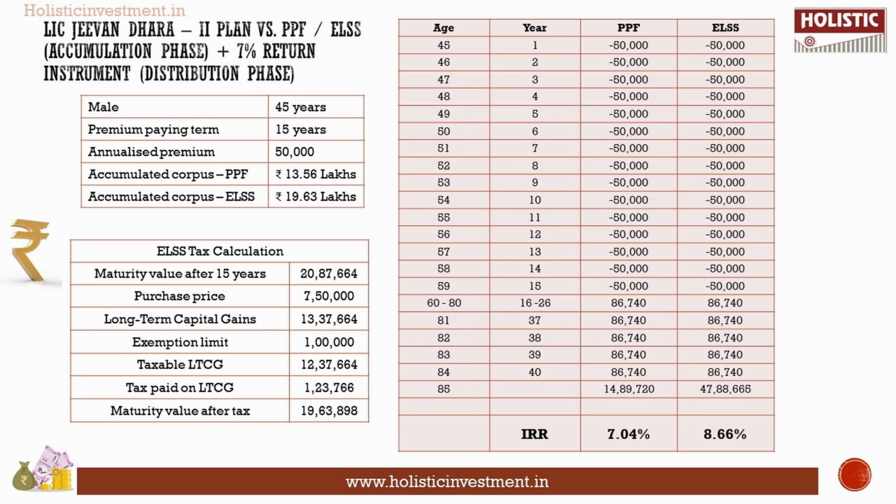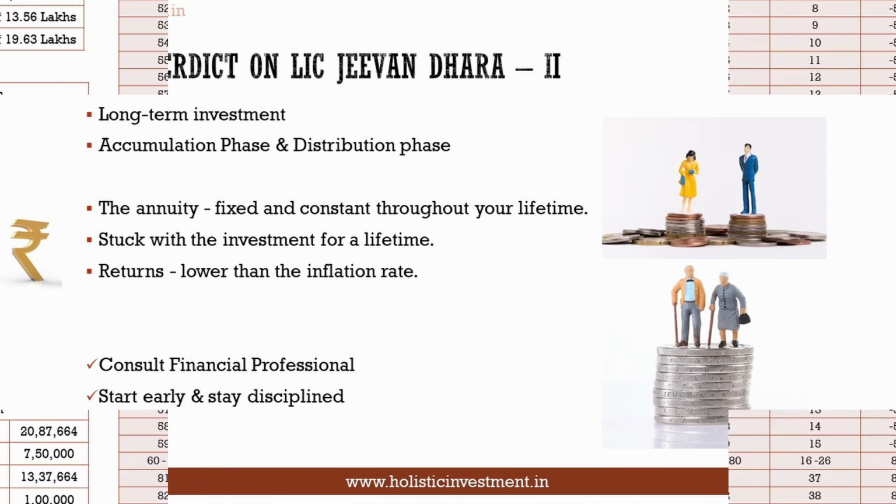The IRR calculation for the PPF investment along with the annual withdrawal results in 7.04%. The IRR calculation for the ELSS investment along with the annual withdrawal results in 8.66%. In these alternate investments, the yield is better. Also, you enjoy liquidity. During the distribution phase, either you can utilize the corpus for any other goal or you can shift your investment in the rising interest rate scenario. Both these features are missing in LIC Jeevan Dhara 2.